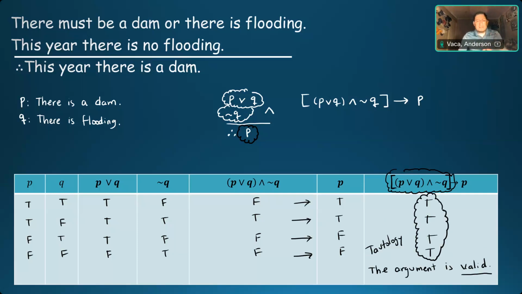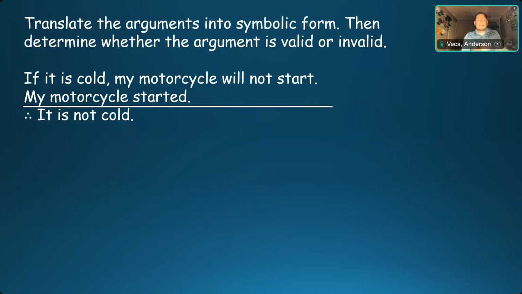Okay. All right, let's look at another example because one example may not be enough. And here we have another argument. It reads like so. If it is cold, my motorcycle will not start. My motorcycle started. Therefore, it is not cold.